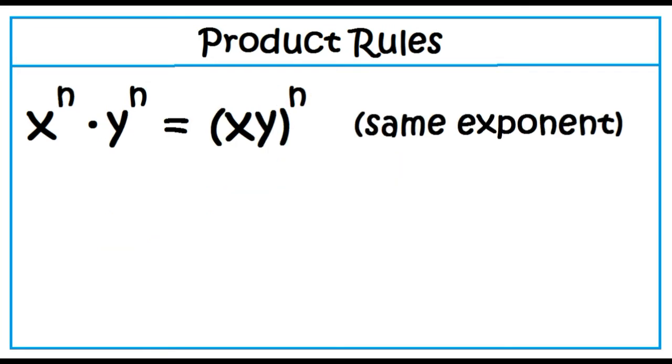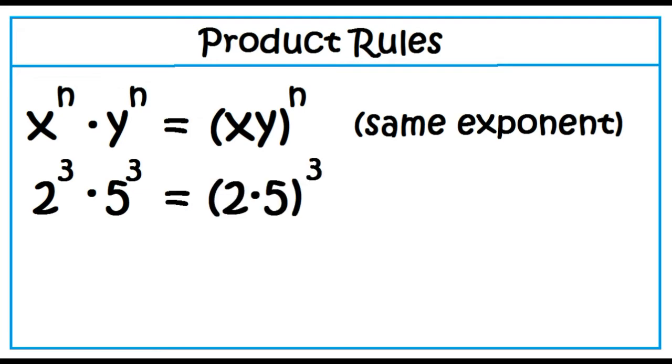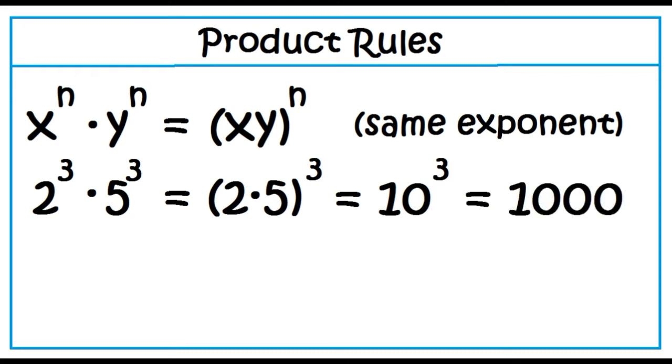Multiplying different bases can be simplified if they have the same exponent. Example: 2^3 times 5^3 can be written as the cube of 2 times 5, which is equal to 10^3, and this is equal to 1000.